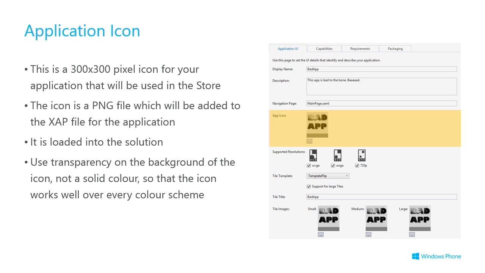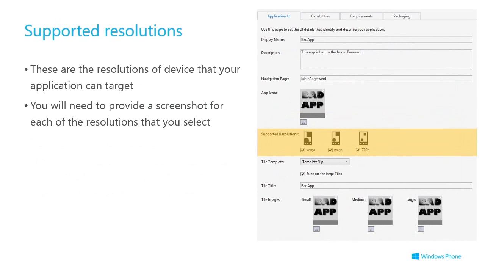And if you make the background of your app icon transparent rather than a solid color, then you'll get the user's accent color. So you'll take the same tile color as a lot of the first-party apps in the background of your app icon. Then you need to set the supported resolutions. Usually you'll check all three, but if there's a particular reason why you can't run on a 720p, for example, then you can uncheck that, and it will not be offered. The app will not be offered to users of those phones when they go into the Marketplace app.